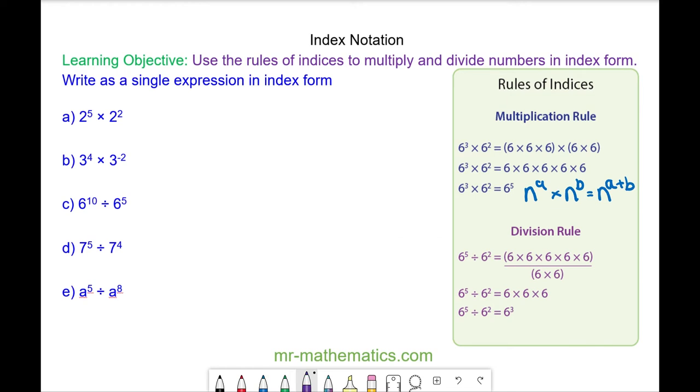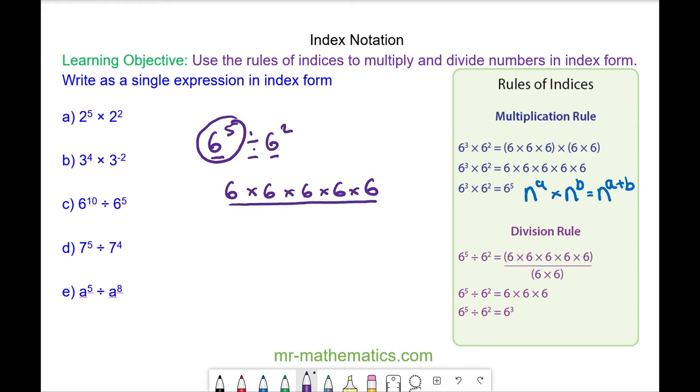For the division rule, if we have 6 to the power of 5 divided by 6 to the power of 2, our bases are the same. So we have 6 to the power of 5 divided by, now it's easier to see with division as a fraction, 6 squared, which is 6 times 6. And like any fraction, if we can simplify it, we should. You can see this 6 will simplify with this 6, and this 6 will cancel with this 6. So we're left with 6 to the power of 3.